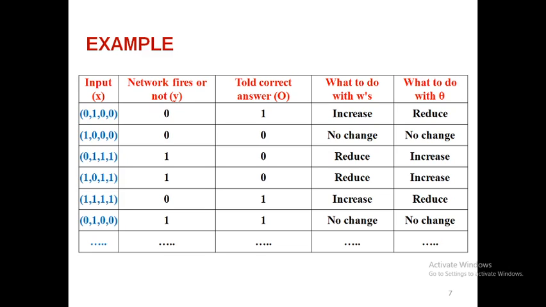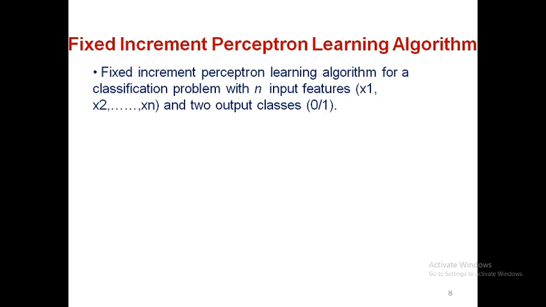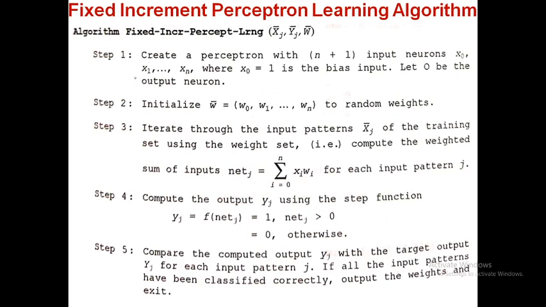To see the algorithm in detail, the fixed increment perceptron learning algorithm for a classification problem with n input features, that is x1, x2 and so on up to xn is the input layer vector, and the output classes are either 0 or 1. We have already seen this algorithm, but in detail it looks like this.